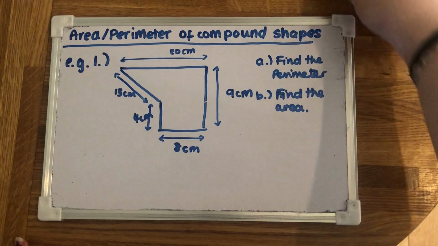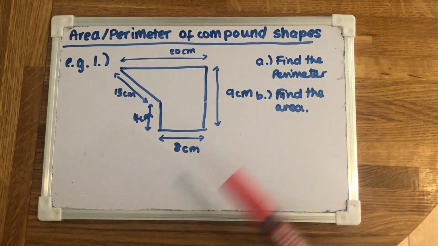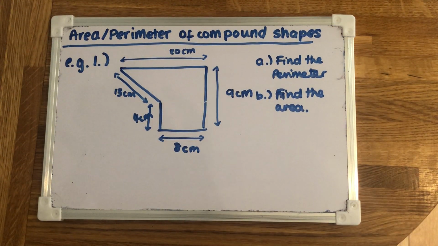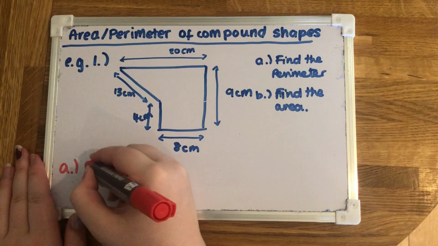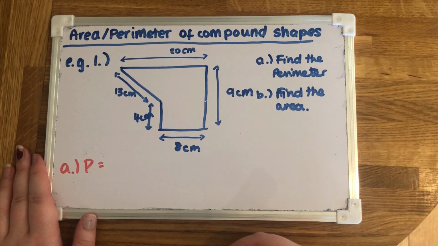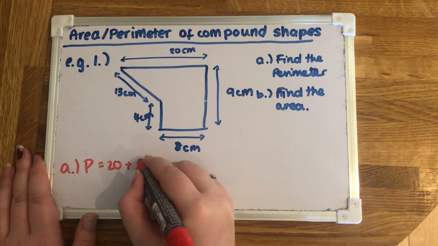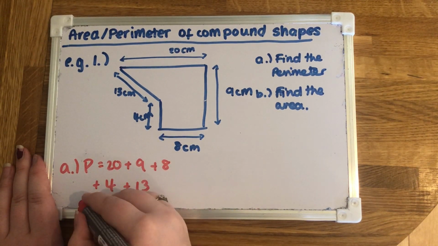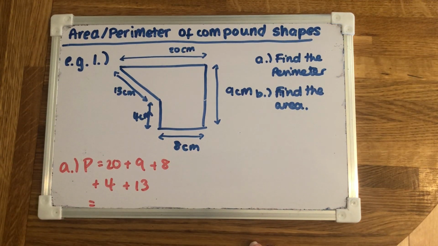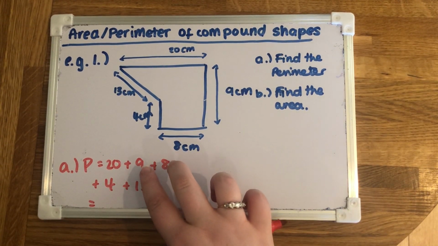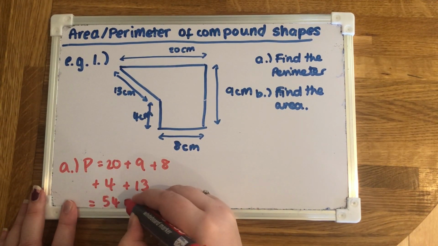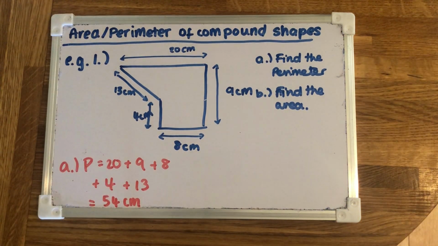So we're going to start off with the perimeter of this one, because actually it's already nearly done for you, because you've got all the lengths of all the sides, which is really helpful. Okay, so for the perimeter, all you do is add up all the sides. We've got 20, 9, 8, 4 and 13. Okay, and we add those up, so that's 17, that would be 30, that would be 50, so it would be 54 centimetres for the perimeter.